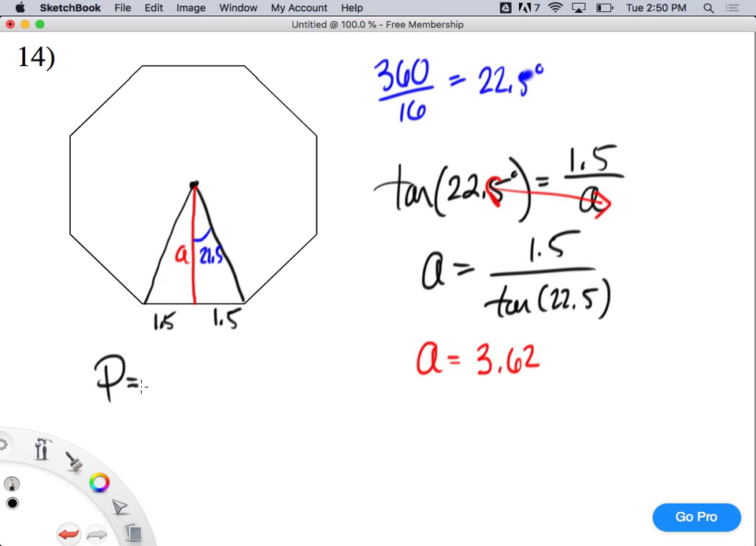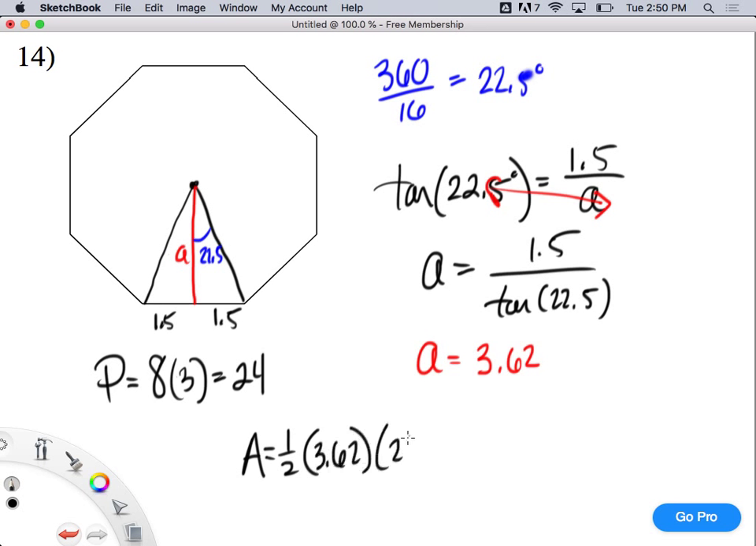Look, each one of these is 3. How many sides do I have? 8. 8 times 3 is 24. You guys see that? What's the area? 1/2 the apothem, which is 3.62, times the perimeter, which is 24. 43.44. Does that make sense to you guys? You understand that?